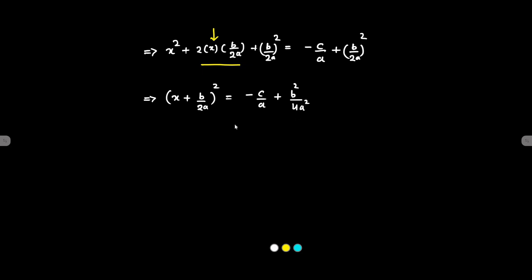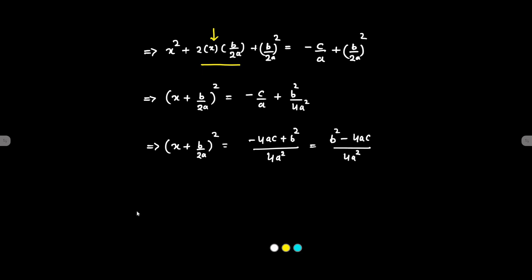So that implies x plus b by 2a whole square is equal to, we take 4a square common, here a gets cancelled, so we have minus 4ac plus b square, or we can write it as b square minus 4ac by 4a square. Okay, this.